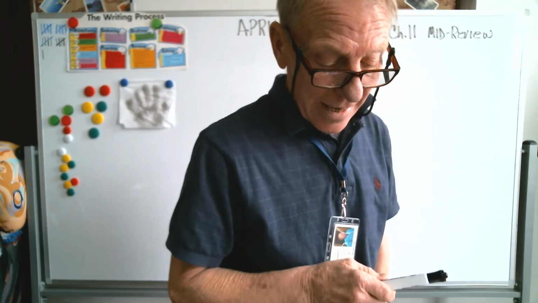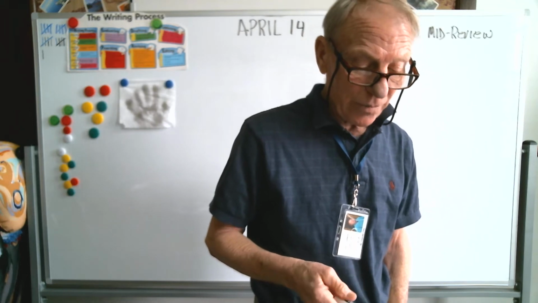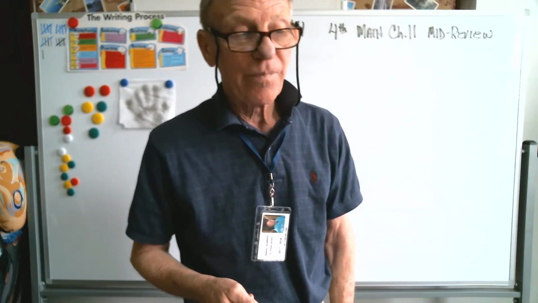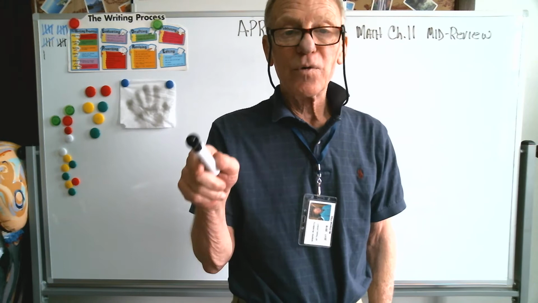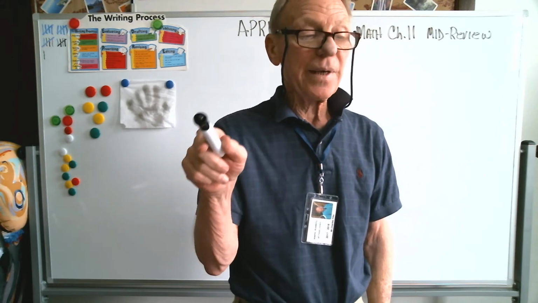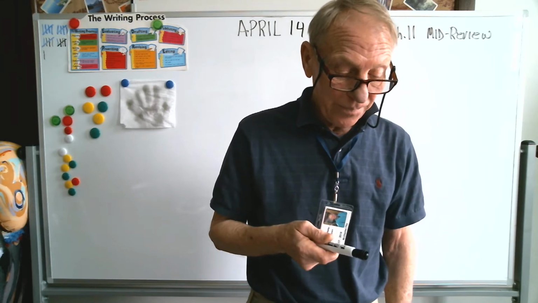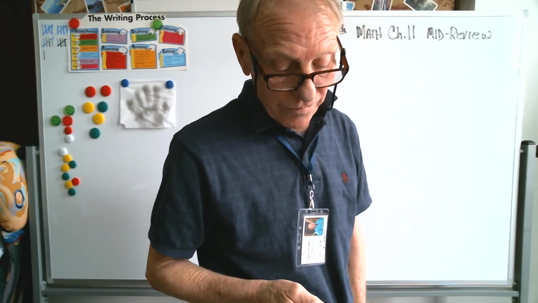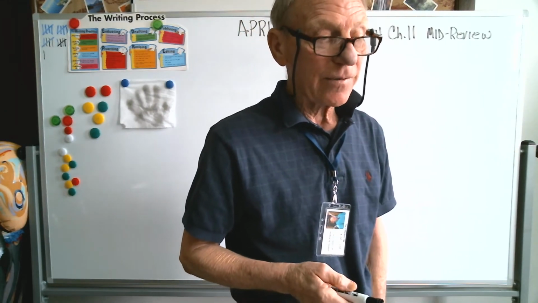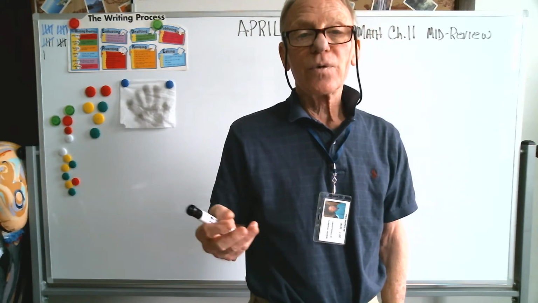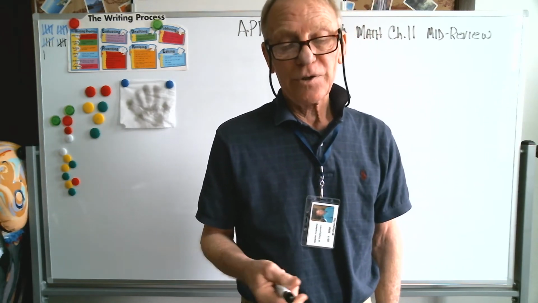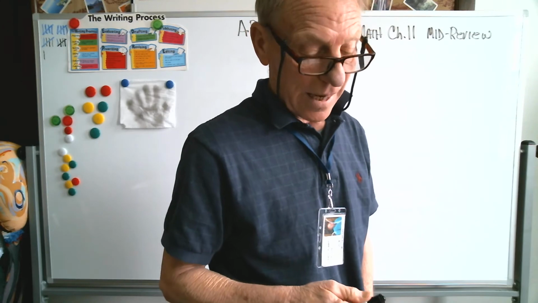Number 2, blank is the opposite of the direction in which the hands of the clock move. Well, the hands of a clock move clockwise, so the opposite would be counterclockwise. Number 3, a blank is a tool for measuring the size of an angle. And that tool we learned about yesterday was the protractor.